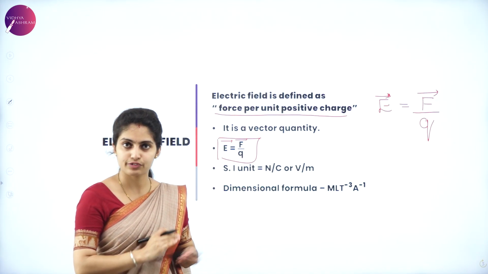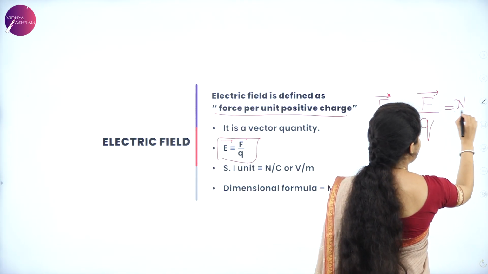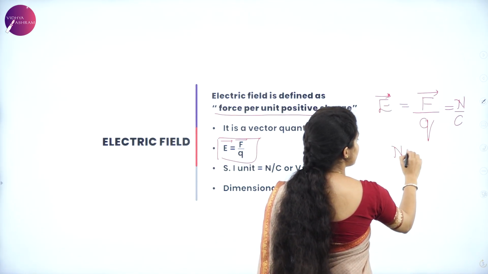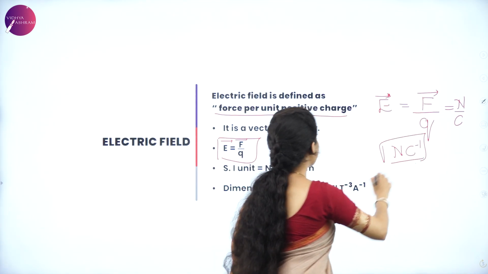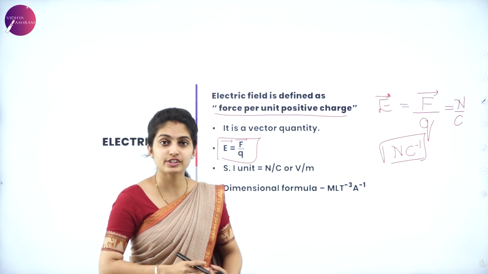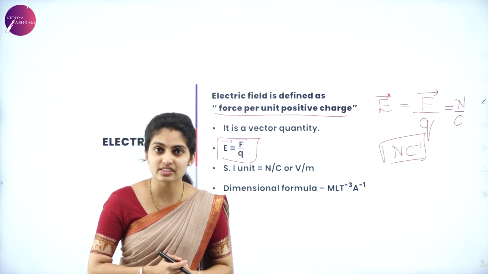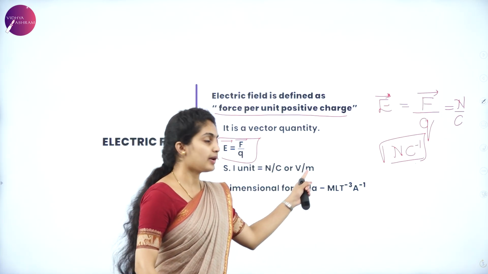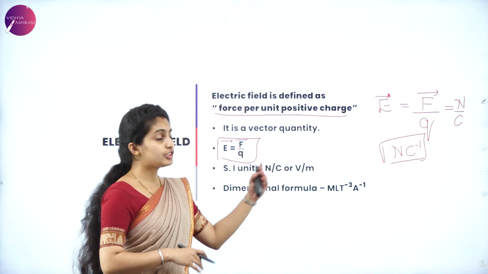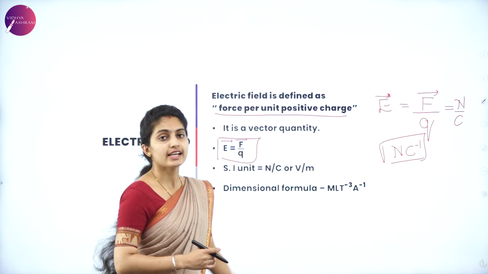You know the SI unit for force, as you had studied earlier, is Newton, and the SI unit of charge is Coulomb. So Newton Coulomb inverse can be the SI unit for electric field. Or in terms of potential difference, which exists between two charges placed at a certain distance, it can be V by m, that is volt per meter. Next, we have the dimension formula for this electric field.